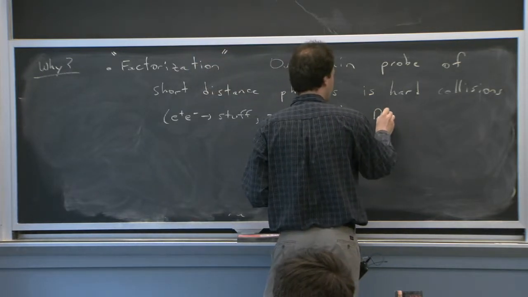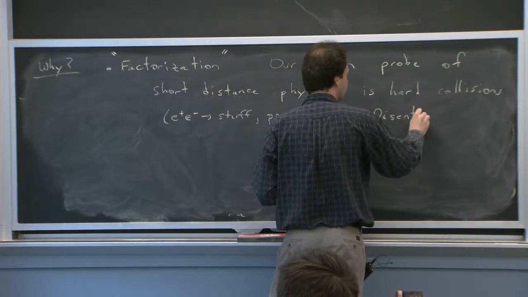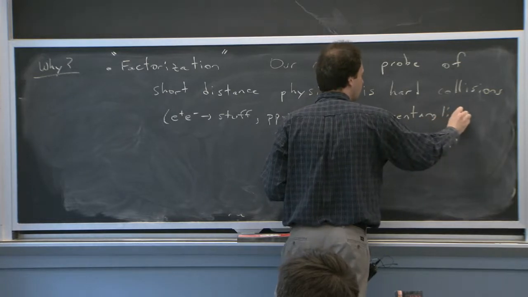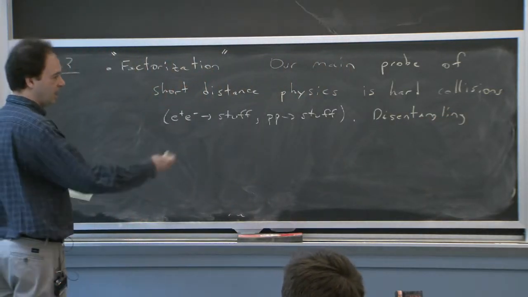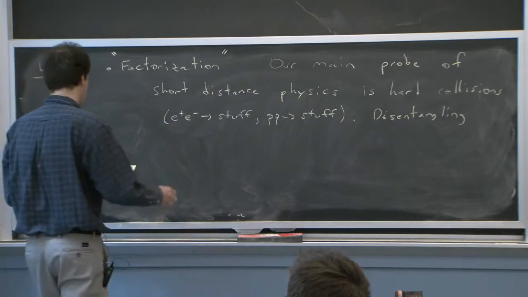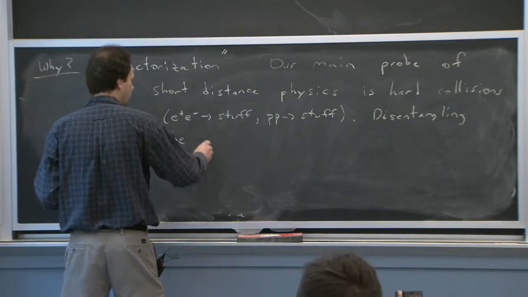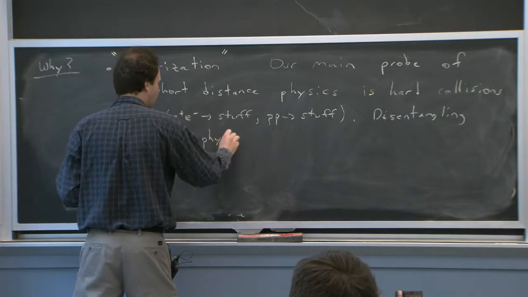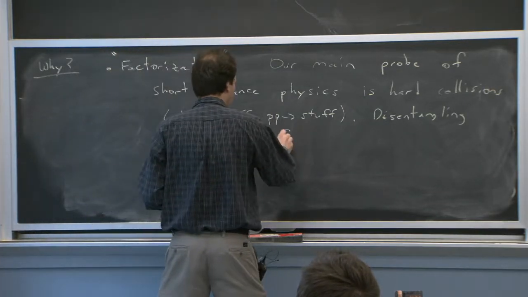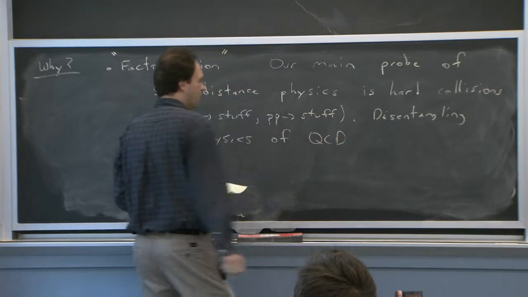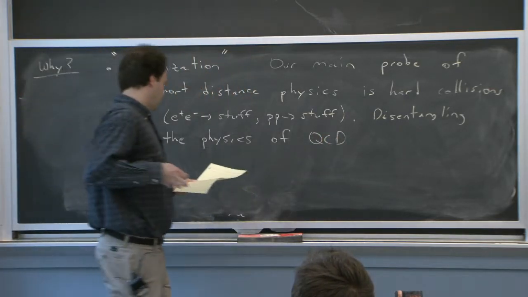And so what this effective theory allows you to do is disentangle the short-distance physics that you're interested in from the longer-distance physics that's associated to binding together into hadrons or producing these energetic jets. So it's really disentangling the long and short-distance physics in the standard model or the standard model plus new physics. And basically what that amounts to is disentangling long and short-distance physics in QCD.